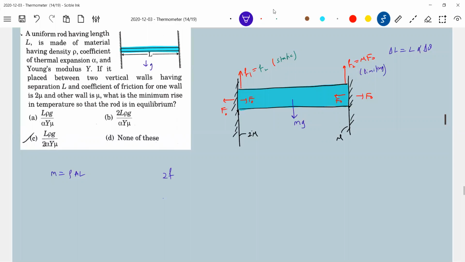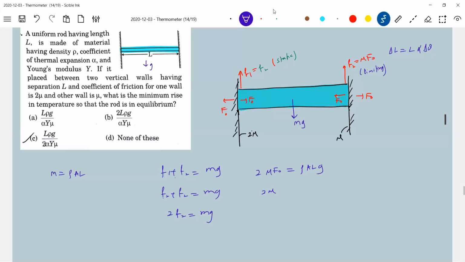F1 plus F2 should be equal to mg, and F1 is equal to F2. So F2 plus F2, so 2F2 equals mg. What is F2? F2 will be mu F naught. And m we can write as rho A L into g.